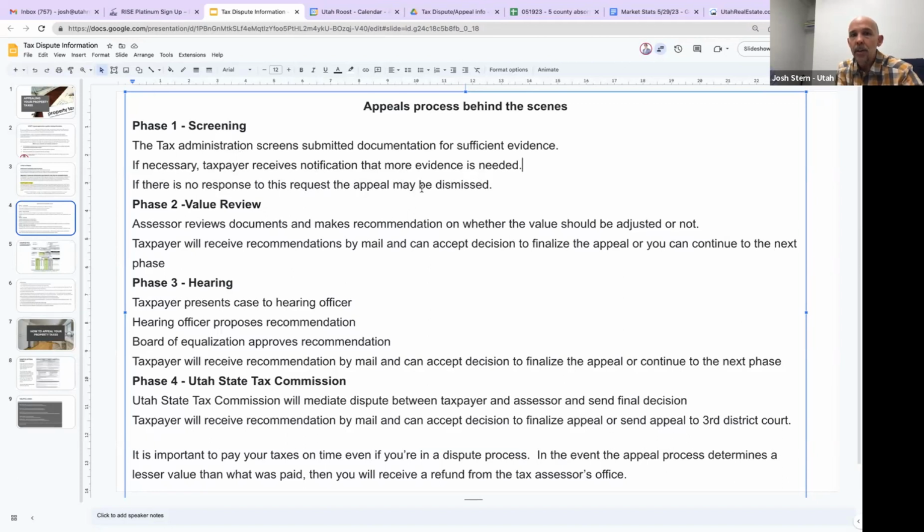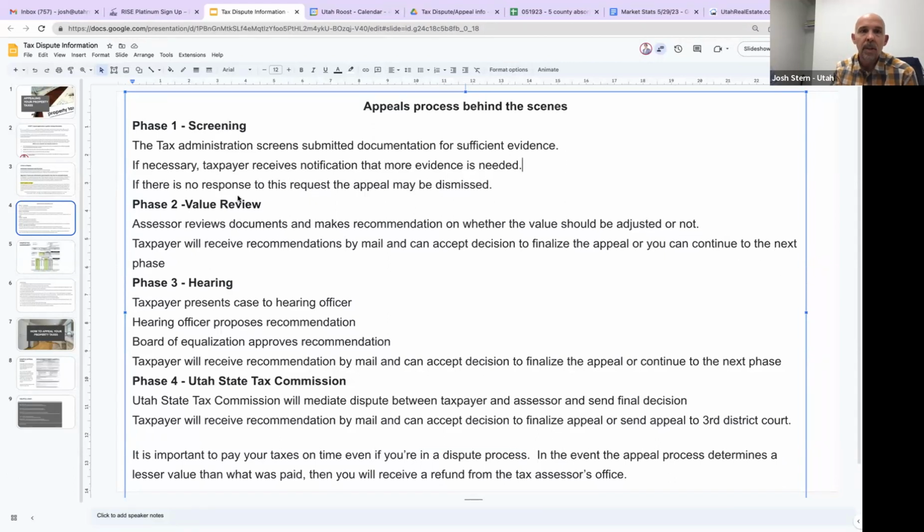And just so you know, if you don't respond when they need more evidence, they dismiss it. That's happened to me as well. I missed the email and they dismissed it, so I had to go in the next year and do the same thing and pay closer attention.